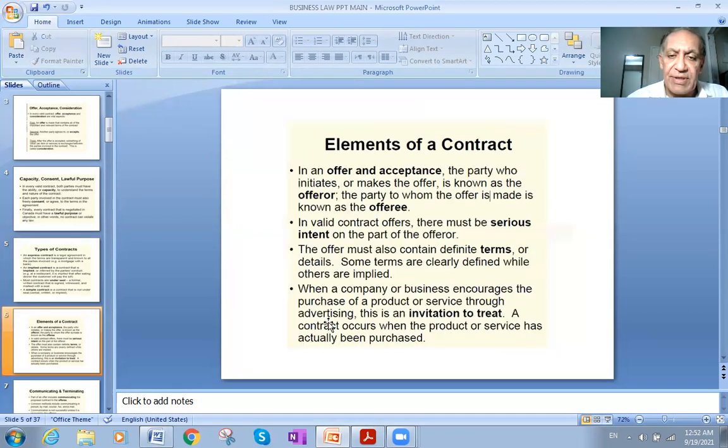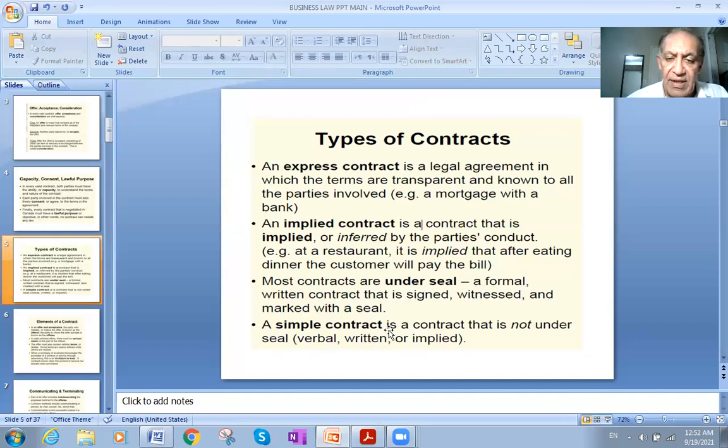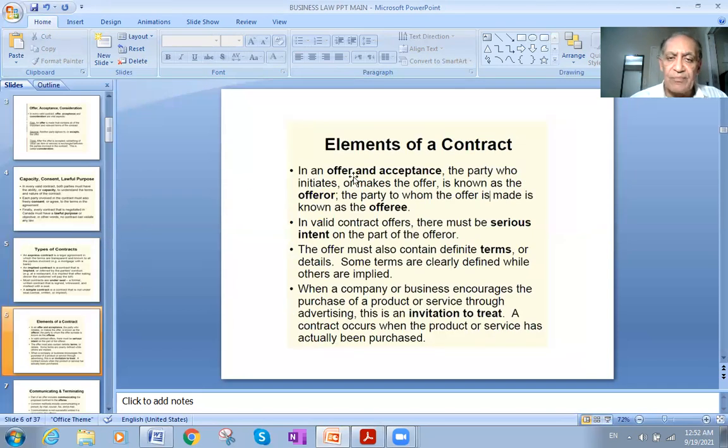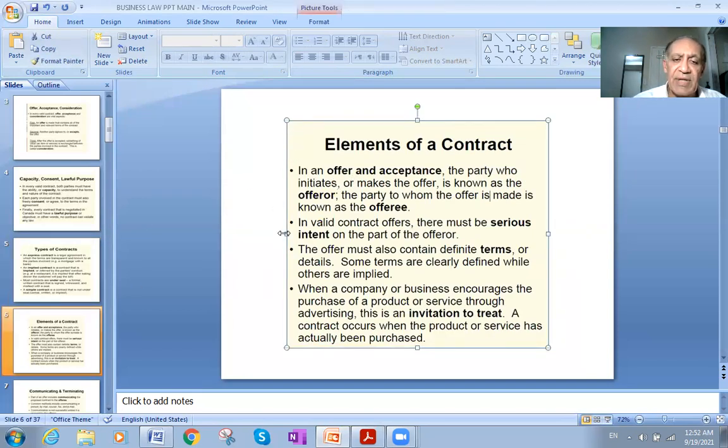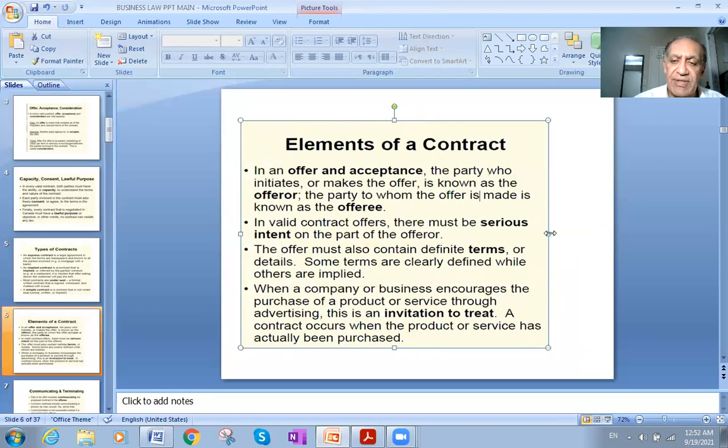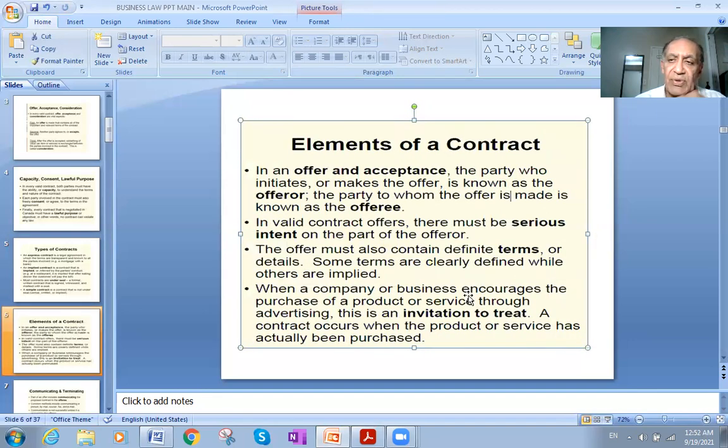Okay, after this, a simple contract. A simple contract is a contract that is not under seal. So that one is very simple: verbal, written, or implied, but without a seal. So we have contracts under seal, and we have simple contracts without a seal. We have both of them. So now this was the types of contracts, and this was the second part. We talked about the types of contracts.